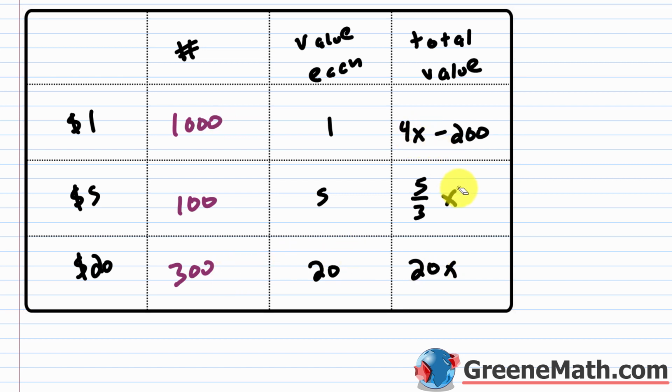300 everywhere there's an x. It's really up to you. I'm just going to multiply across. I think that's easier. So 1,000 times 1 is just 1,000. So this would be $1,000.